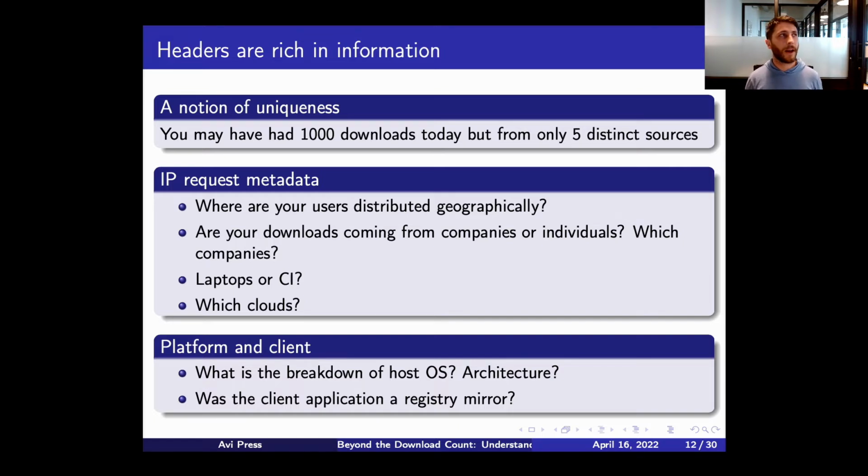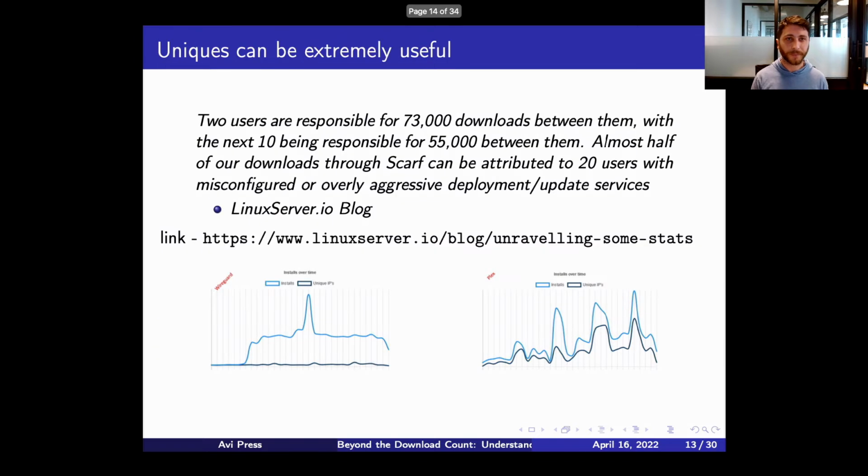IP address metadata is also very fundamental here. So like, where are your users in the world? If you were going to translate your README, what would be the next best language? Are the downloads coming from companies or individuals or laptops or CI, and which clouds? The platform and client also has a lot of information, especially because a lot of downloads on PyPI actually come from other registry mirrors. Being able to tease those out is very, very helpful if you're trying to make sense of this information. I think a lot of people may be surprised to see that a lot of those downloads come from very few sources.